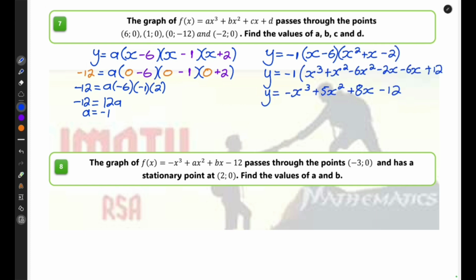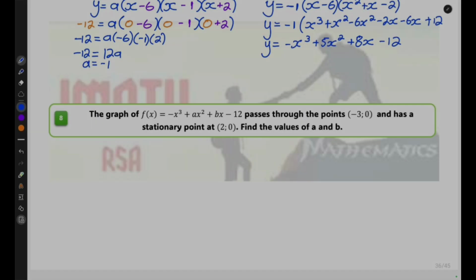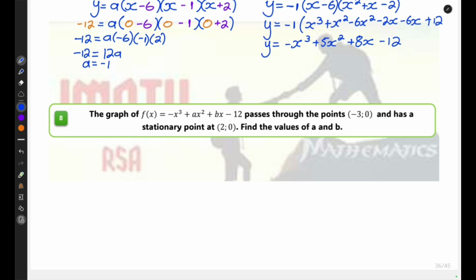That's it. Final answer is y equals minus x cubed plus 5x squared plus 8x minus 12. For question 8, the graph of f(x), and they give me all the details, passes through the points minus 3 and 0 and has a stationary point at 2 and 0. Find the values of a and b.